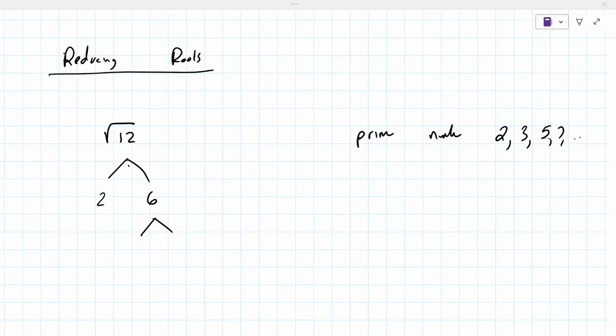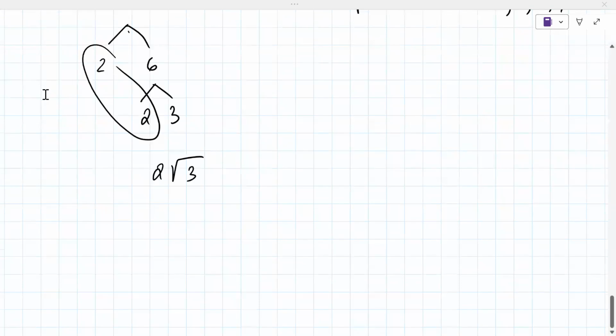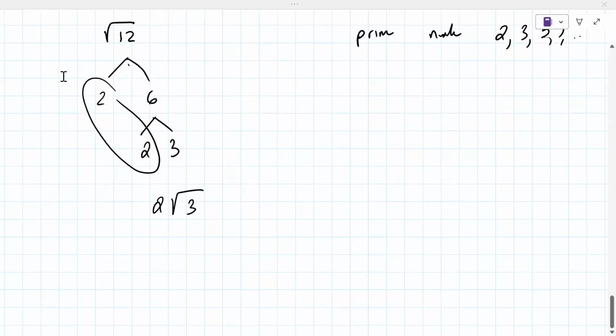2 and 3. Then we talked about this idea that you're going to look for pairs. So there's a pair of 2s, which means the 2 comes out. So it's 2 square root of what didn't come out, which in this case is 3. So that's where we're at with that.